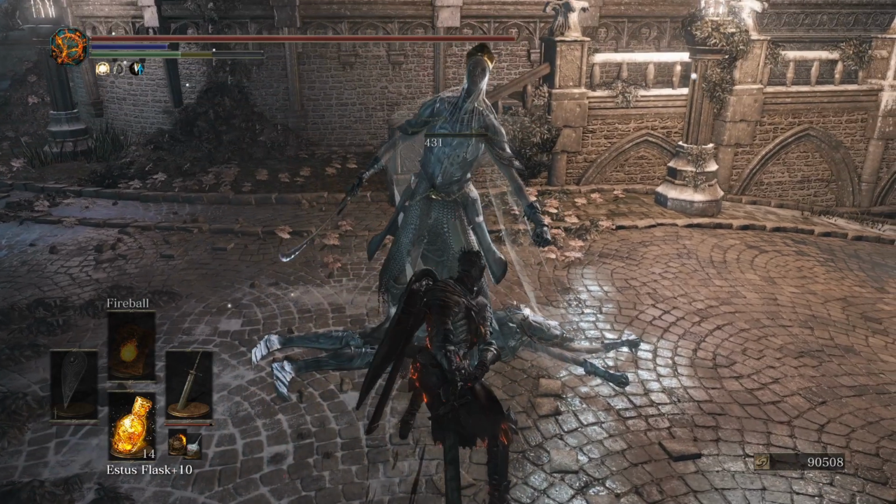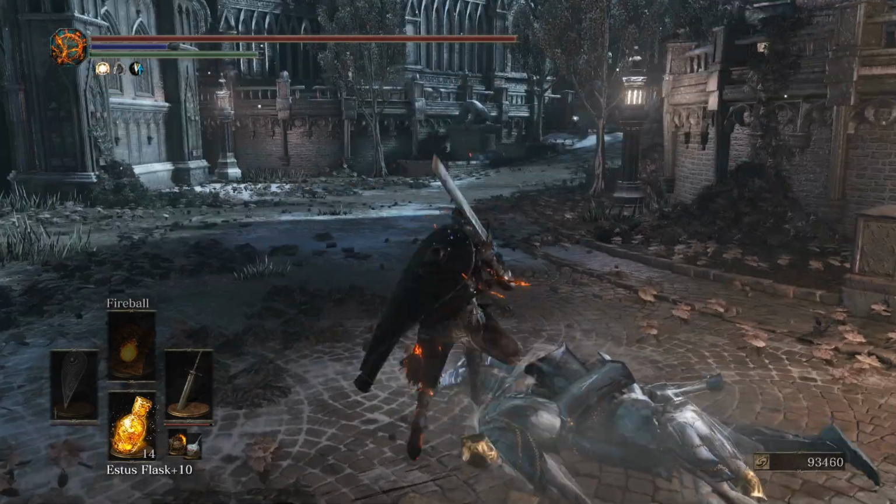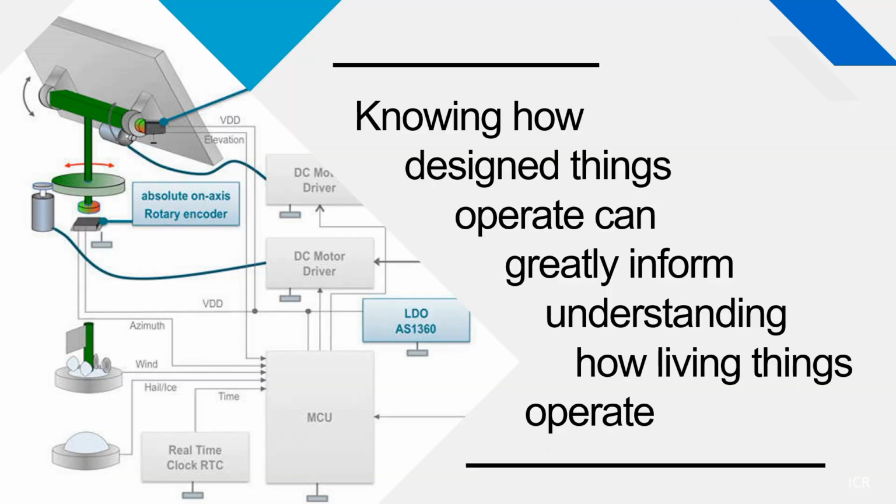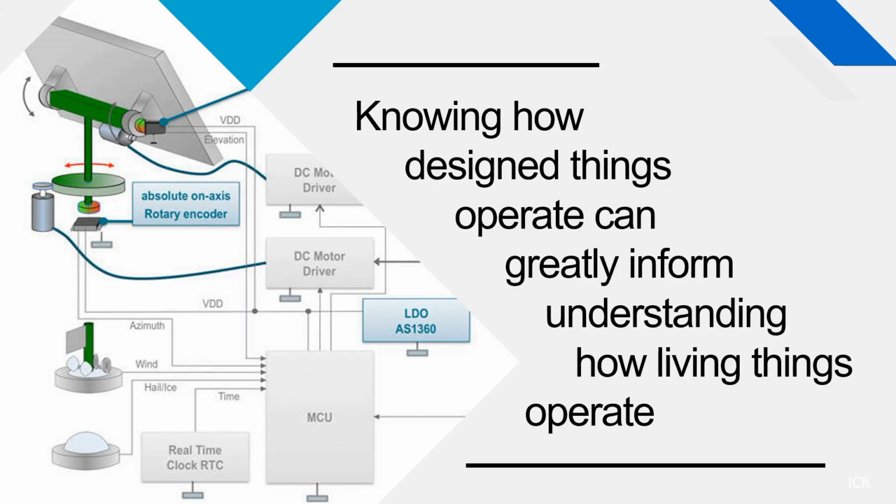Because there's no evidence biological systems have been or are being engineered except by humans in laboratories, and only starting very recently. Because they don't believe it was what? Engineered. That's why they don't go to it. Yep. But I'm suggesting knowing how designed things operate can greatly inform our understanding of how living things operate.